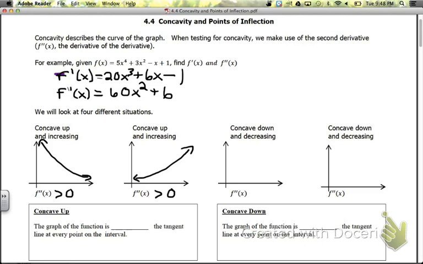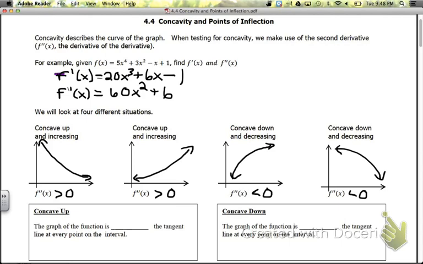Now, looking at concave down and decreasing for the next two, we have two functions. And here, it is going to be the opposite of when looking at concave up. Our second derivative is going to be less than 0 in both cases.